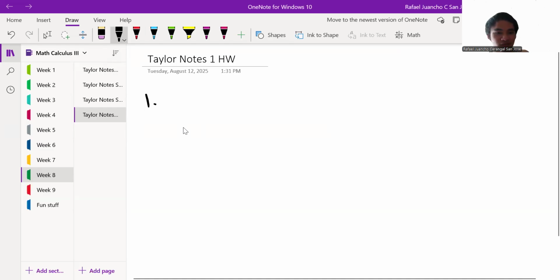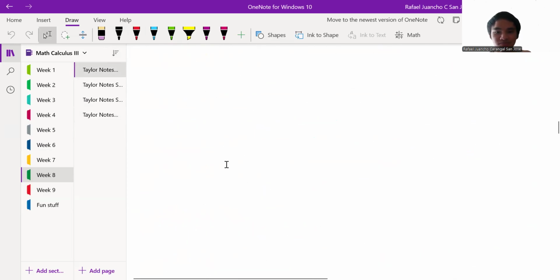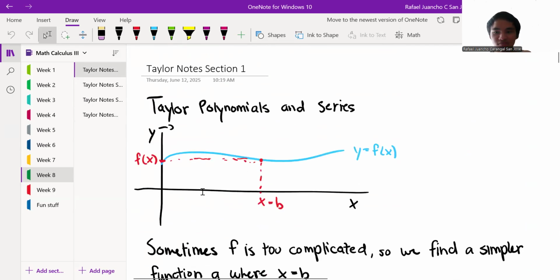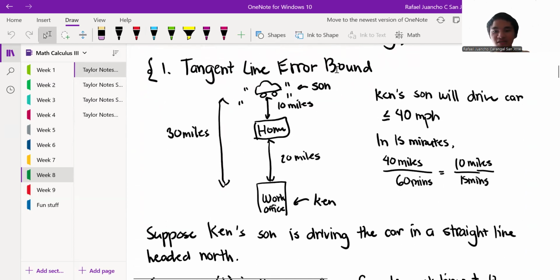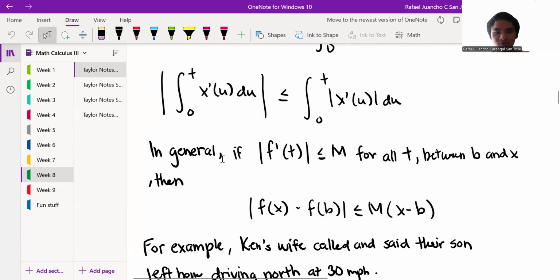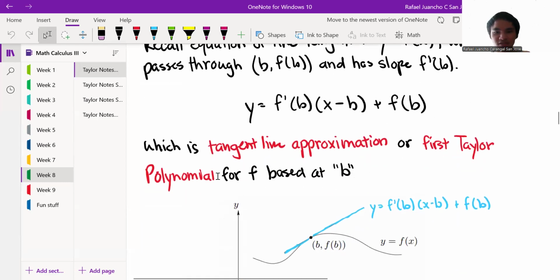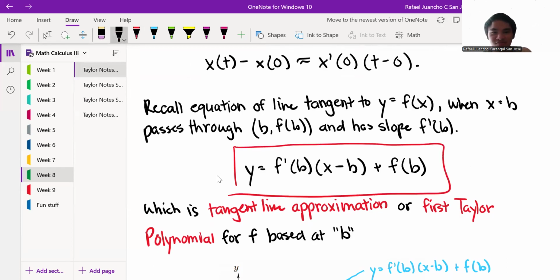So last time we talked about tangent lines, and how to bound the error. We went through some problems. We were able to determine some formulas, such as this one. So this is what we call the tangent line approximation. It's basically a line at that point, and then we take its derivative and stuff like that.